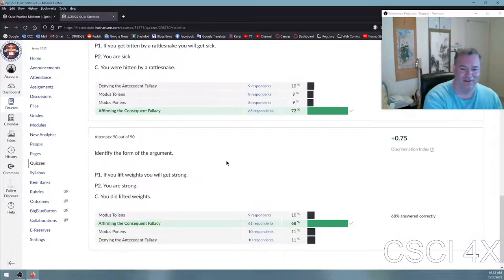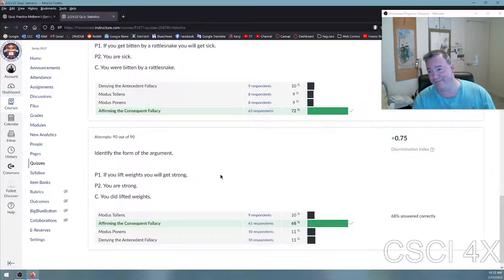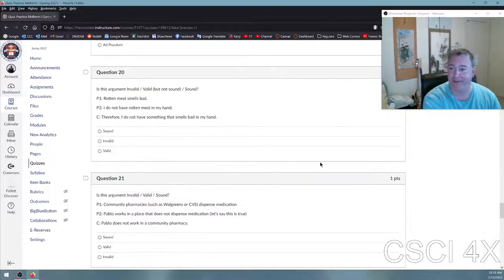Okay. So, identify the form of the argument. If you lift weights, you will get strong. Premise two, you're strong. If X, then Y. Y, therefore X. Again, affirming the consequent fallacy. All four of these are affirming the consequent fallacy. And it's possible to get strong by other means, right? You get strong by plowing the field or, you know, there's lots of ways of getting strong, not just lifting weights. So, any questions about this? All right. So, yeah. Okay.